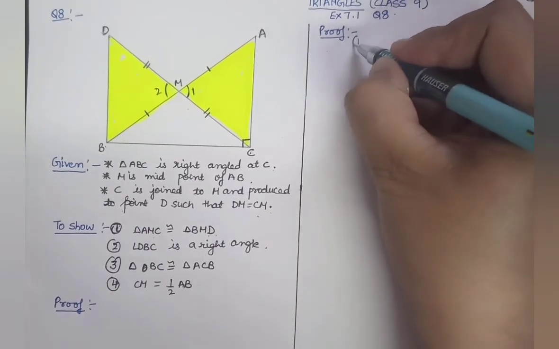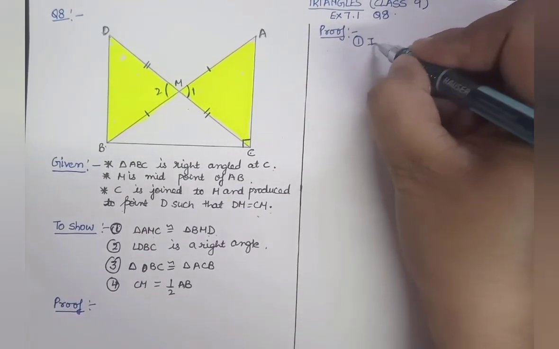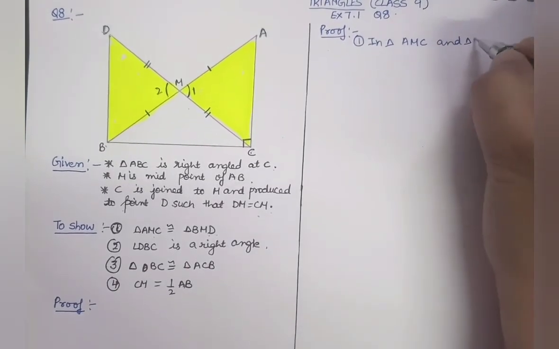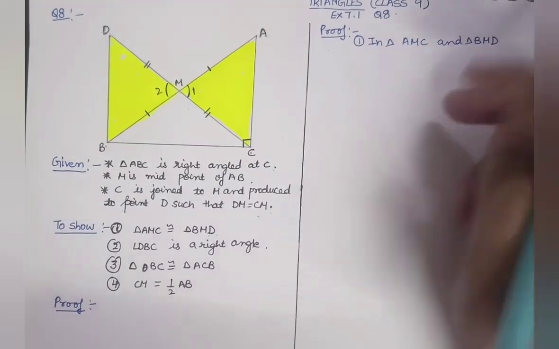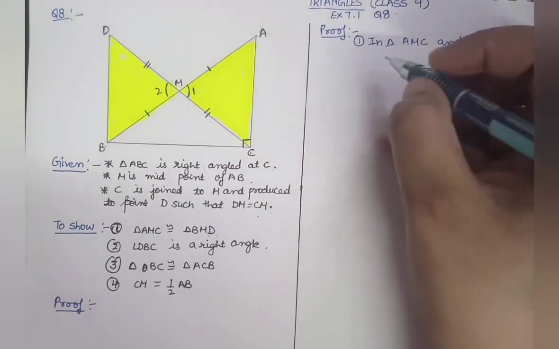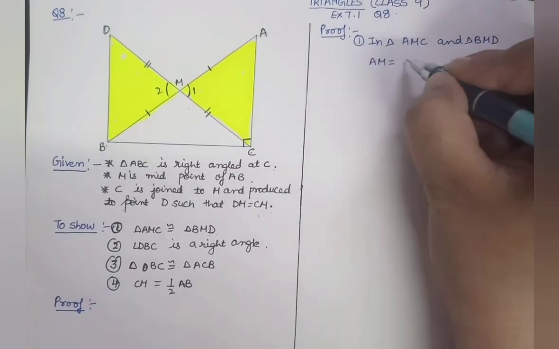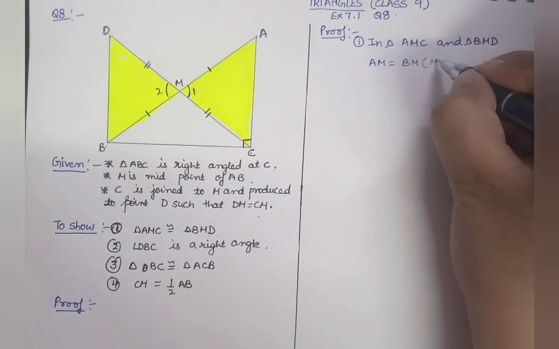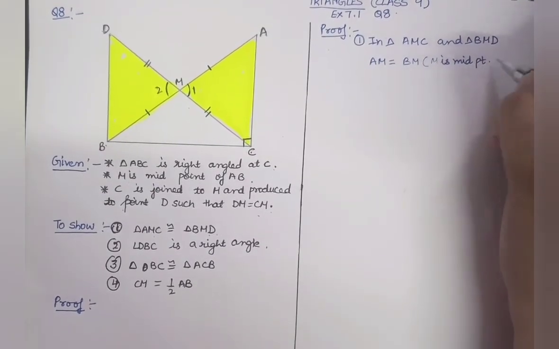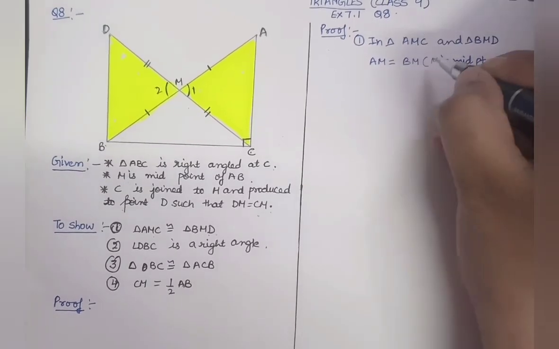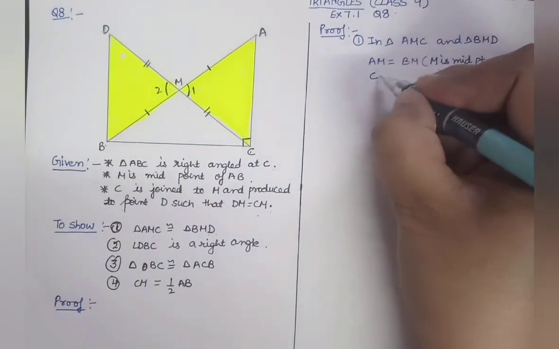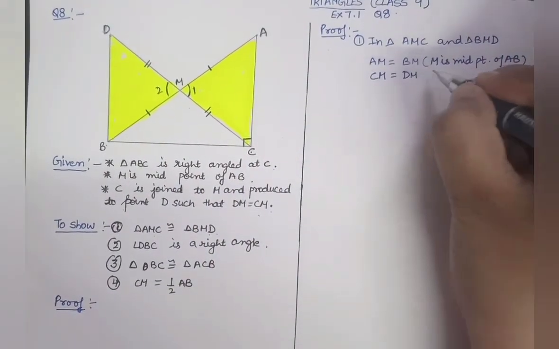So let me just start writing it also. For the first part, in triangle AMC and triangle BMD, I will write the three matching parts taking into consideration the part of AMC triangle first and then the BMD triangle. So AM is equal to BM because M is midpoint. It says M is midpoint of AB. It is already given to us. And the next matching part which I can take is CM is equal to DM, which is given to us.